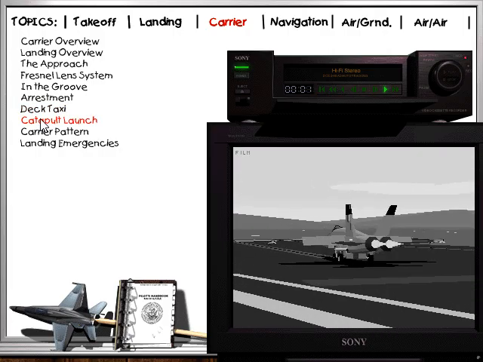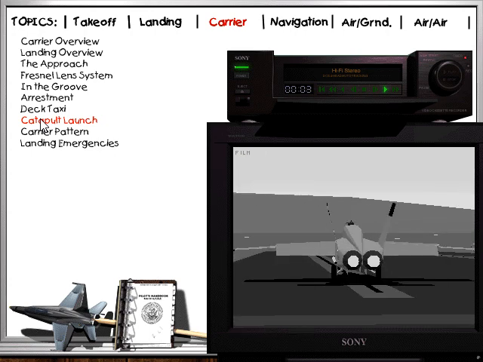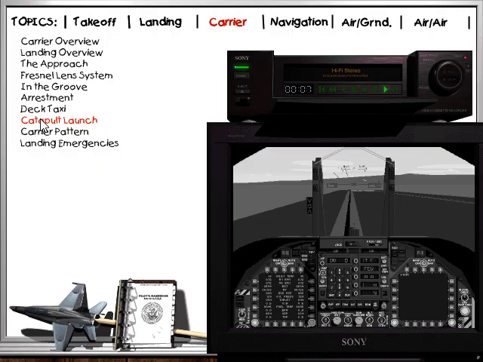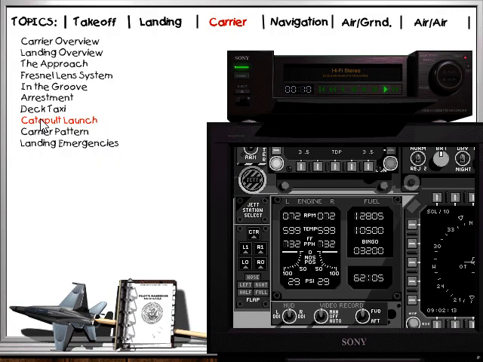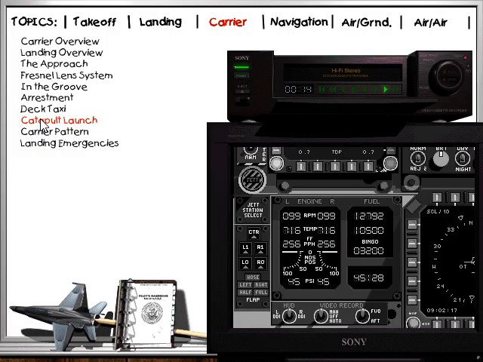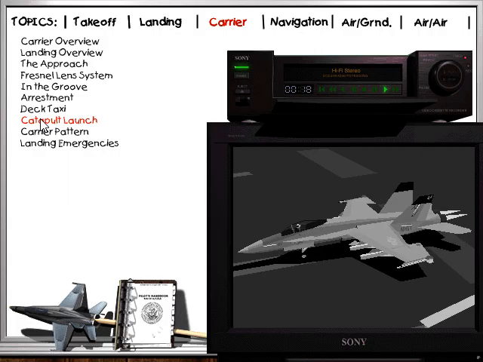Be prepared for launch because by the time you reach the end of the deck, the catapult will have you going about 150 knots. Let's go through the checklist. Brakes on, flaps down, hook up, stick centered, spool the engines to 100%. When ready to launch, go to full afterburner and release the brake.